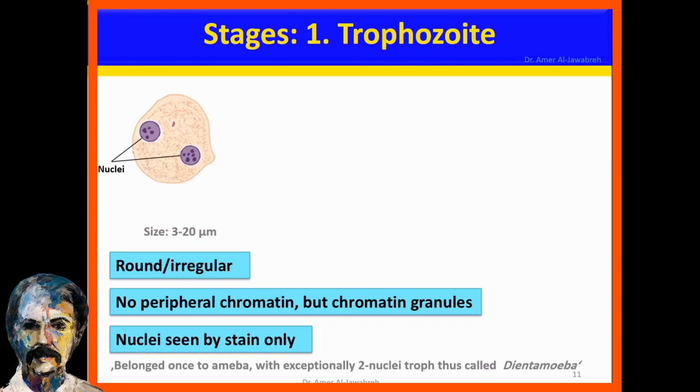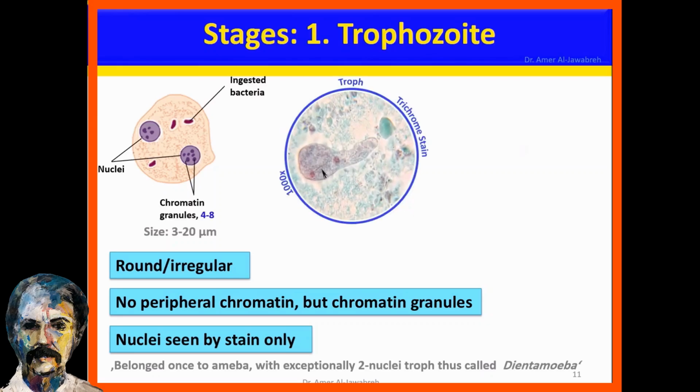One of you might ask me, why is this in the flagellates, not with the amoebas? It was once with the amoebas. And later on, under the electron microscope, they saw some small flagella. So they moved it from the amoebas and put it with the flagellates. And why Di-? Because it has 2 nuclei. Dientamoeba fragilis. So now you know that it was one day classified with the amoebas. So science changes. You have to follow. Bacteria inside, eaten. Chromatin, 4 to 8 granules.